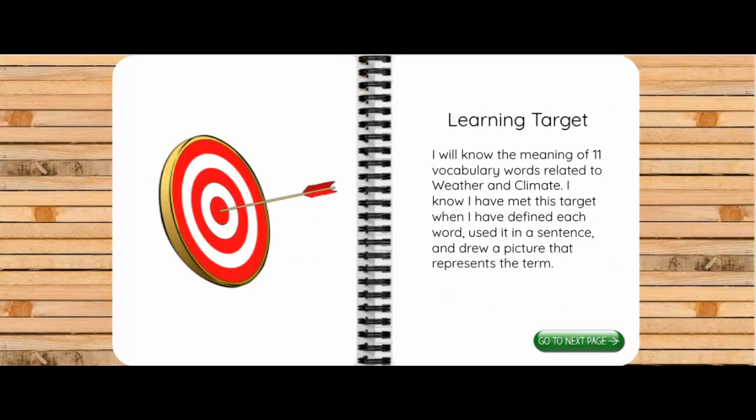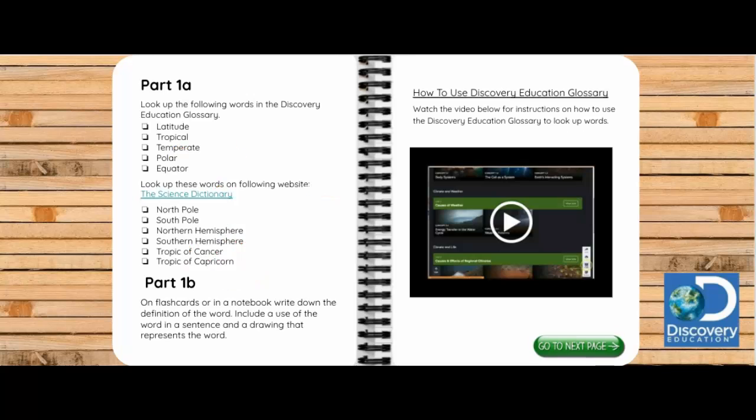So your learning target: I will know the meaning of 11 vocabulary words related to weather and climate. I know I've met this target when I have defined each word, used it in a sentence, and drawn a picture that represents the term. So these are the words you're going to be defining.